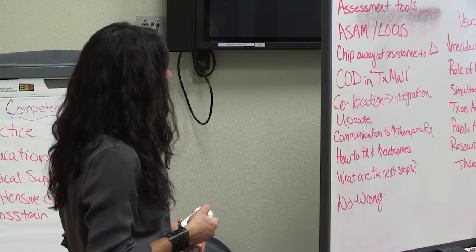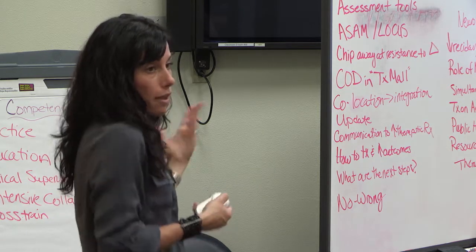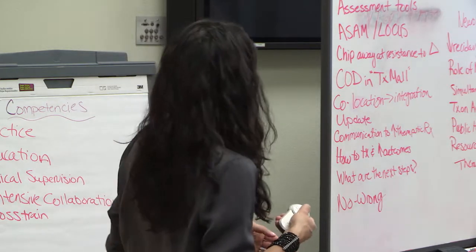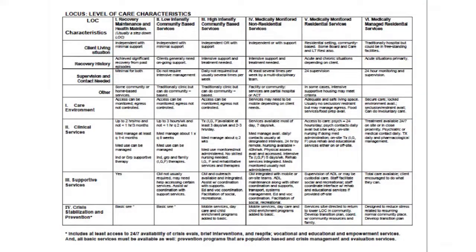So if you were to require level 2, low intensity community-based services, which is basically what we provide in all of our outpatient clinics, the individual should be independent, living with minimal support. The client's needs are generally for ongoing support for recovery. They don't require intensive management. It can be done in the community. Access can be monitored, but egress cannot be controlled. Basically, you can have a security guard standing at the front door of your clinic, but you can't control when people come in or out.